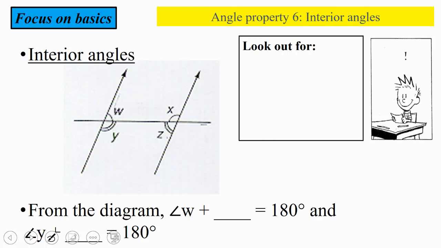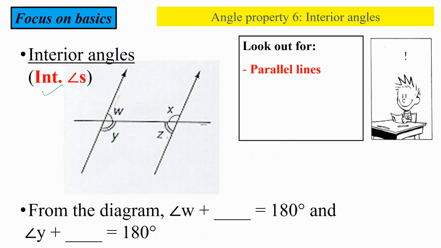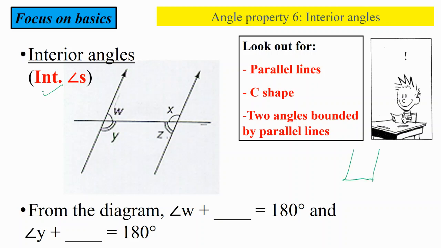The last of the angles we're going to cover today is the interior angles. This is the abbreviation: INT. angles. Always look out for the parallel lines. We're going to look out for a C shape and the two angles bounded by the parallel lines. The C shape could be like this. These are the two parallel lines, and the two angles are this one. Or it could be facing this direction as well, with the two angles inside. Interior means inside, so inside of these two parallel lines, and they're of course on the same side of the transversal.